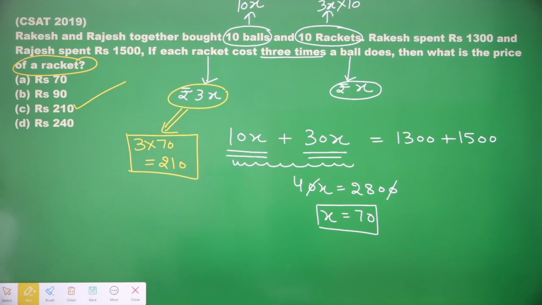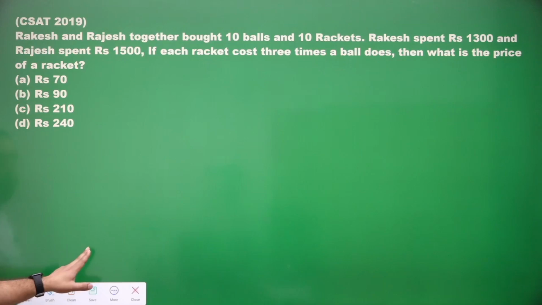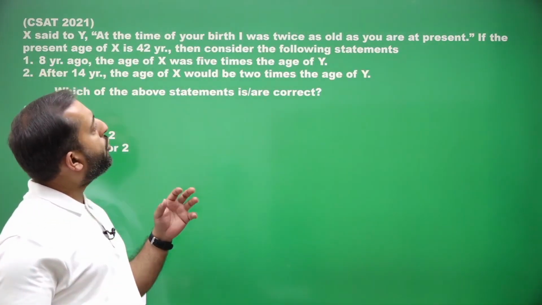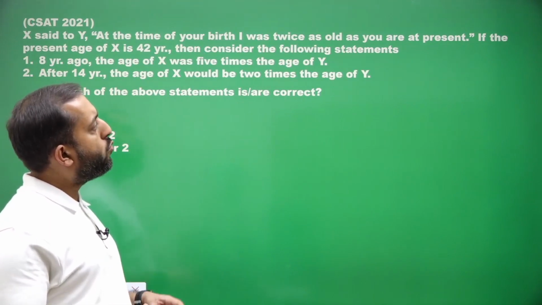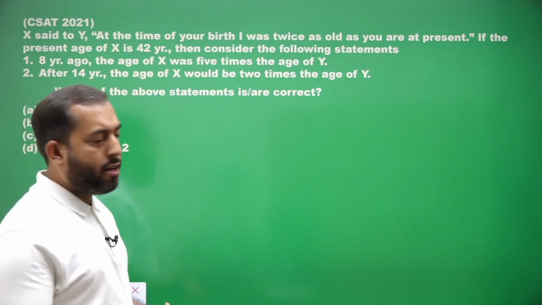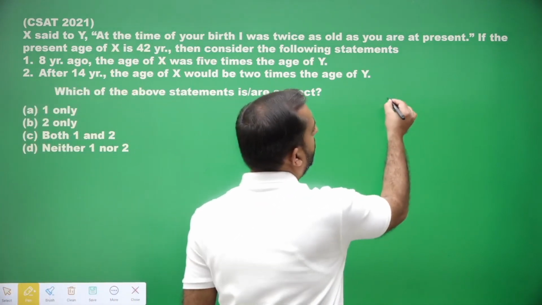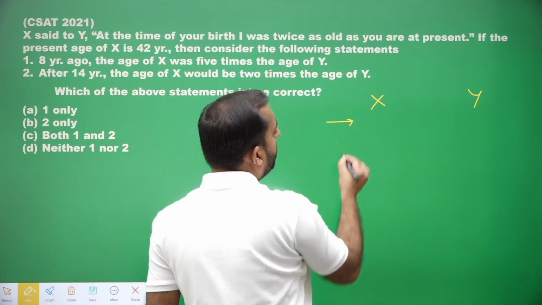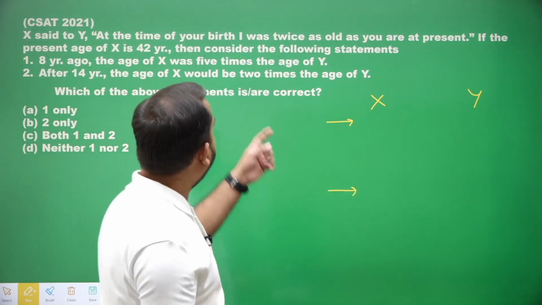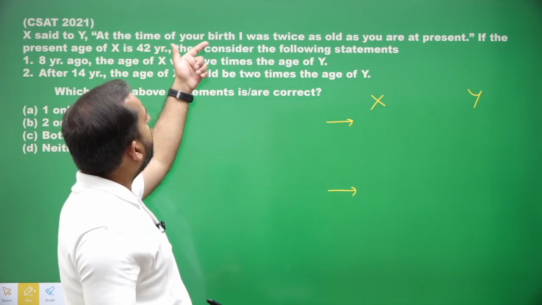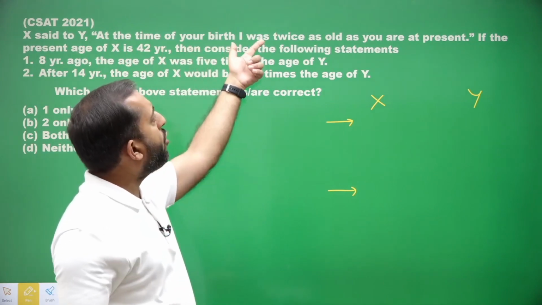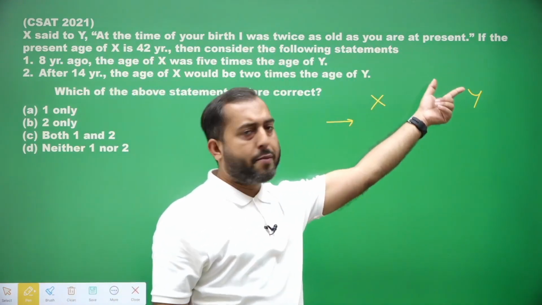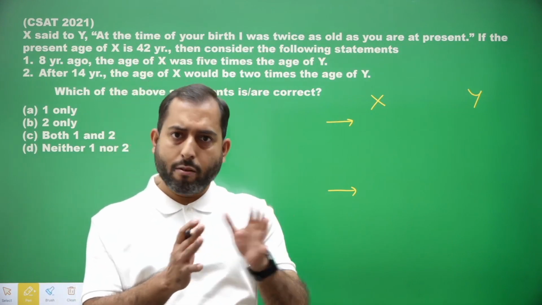Let's move on to the next question now. This question says, X said to Y, at the time of your birth, I was twice as old as you are at present. So we are having two people here. One is Mr. X, another person is Y. And we are talking about two cases. Because at the time of your birth, meaning we are talking about past. I was twice as old as you are at present. So we are talking about past and present both together.